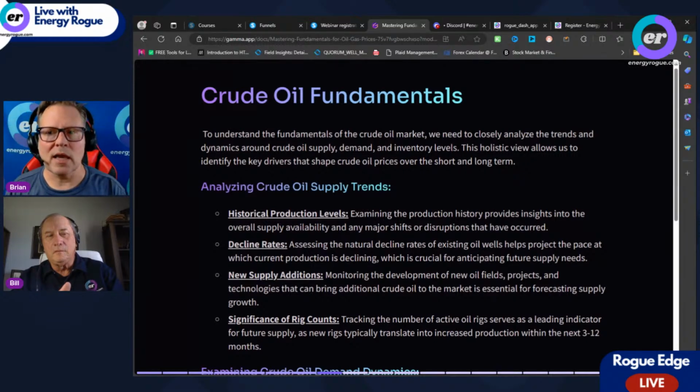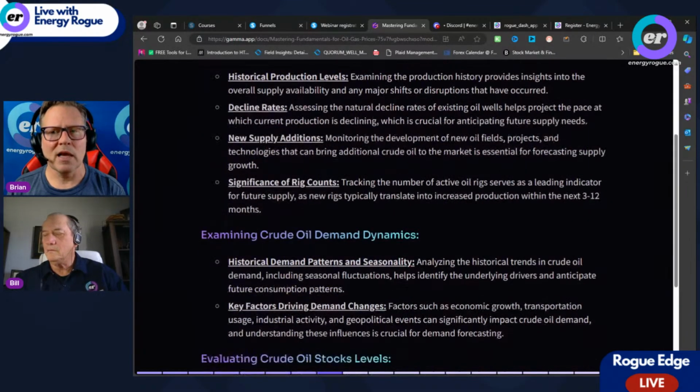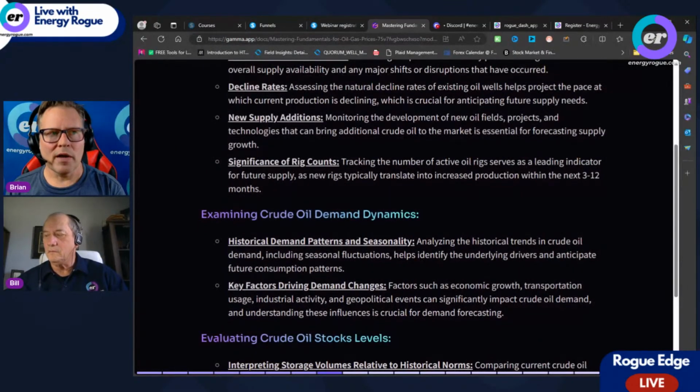So when you look at crude oil, it comes back to the three things that we mentioned: supply, demand, storage. In crude's case, it's called stocks. But on the crude oil supply trends, you should look at historical production levels, decline rates. What are the base decline rates? What are the new supply additions? What is the significance of rig counts?